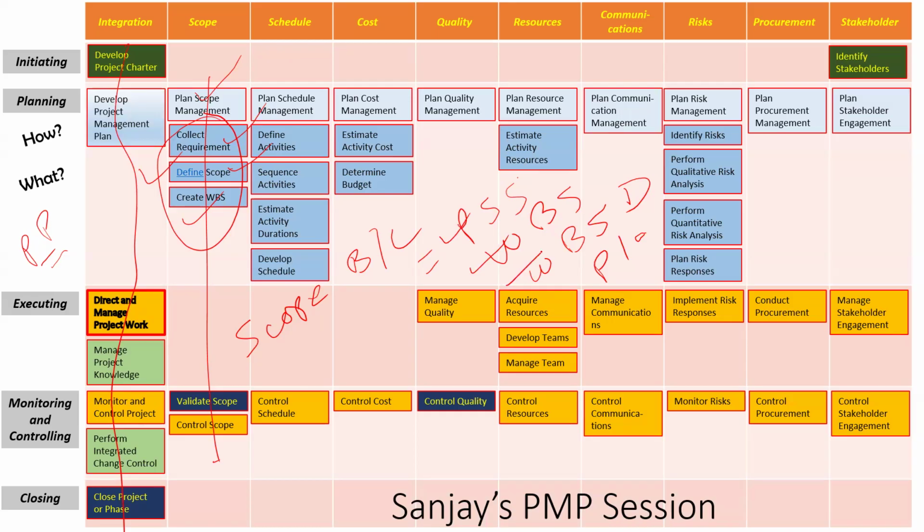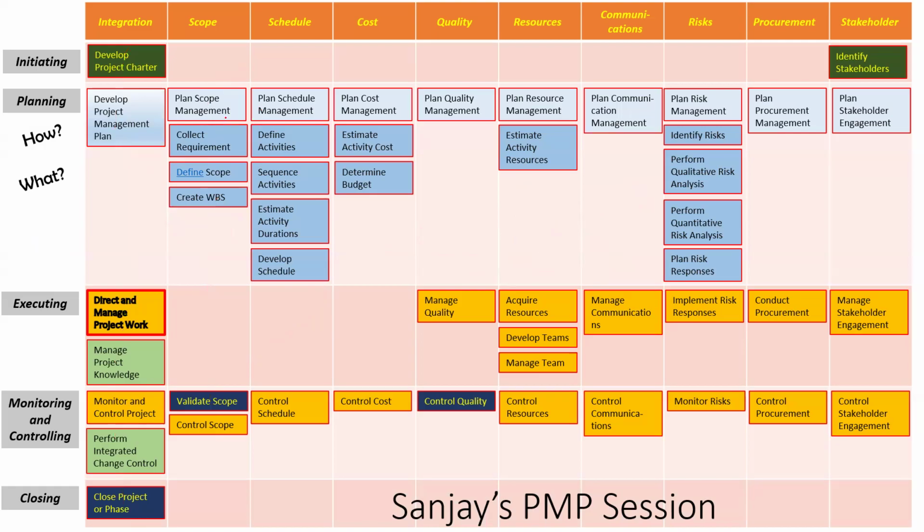Correct? So those three could be there. So that's okay. So these three: validate scope, dark blue, which necessarily means customer acceptance. Don't blame me for using that name. It is given by the PMI. Even I am equally unhappy with that name. I would have called it customer acceptance.